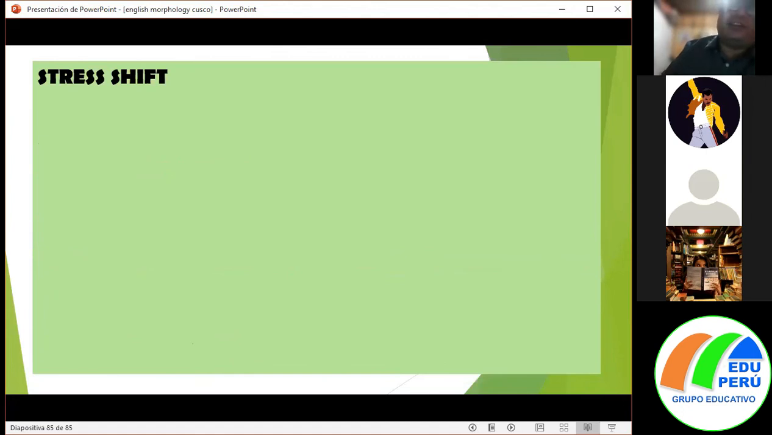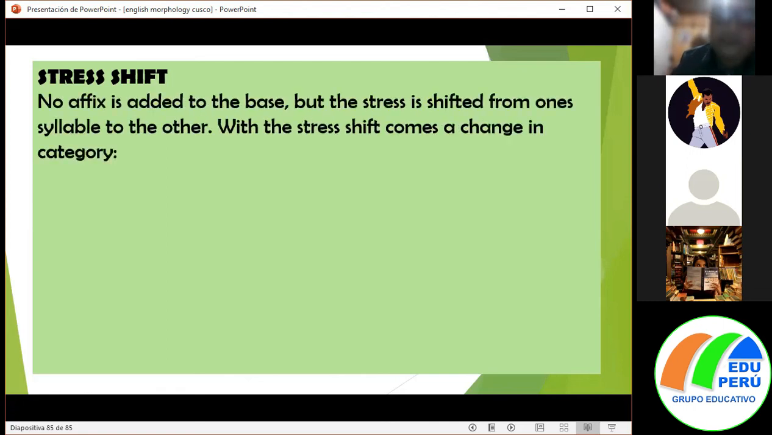And here we're going to finish with the stress shift. This is very important. We talked about this in phonology. We change the type of word by changing the stress of a syllable. No affixes are added to the base, but the stress shifts from one syllable to another. Shift means change. With the stress shift comes a change in category, so you change the stress and you change the type of word.